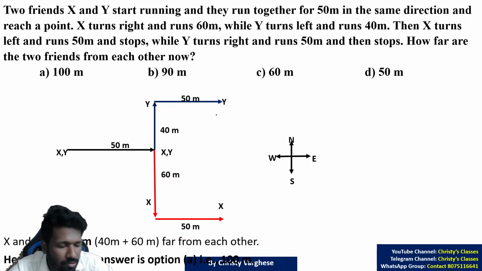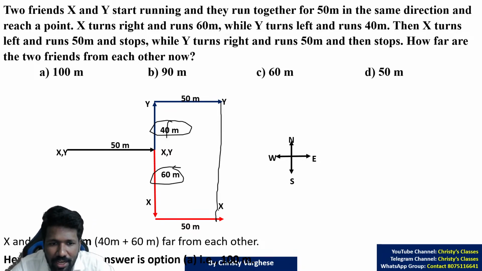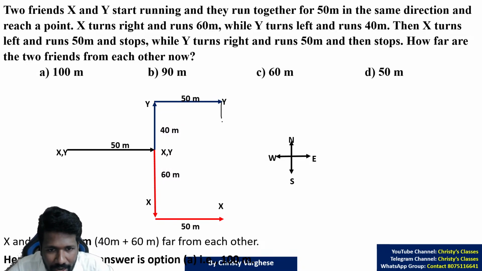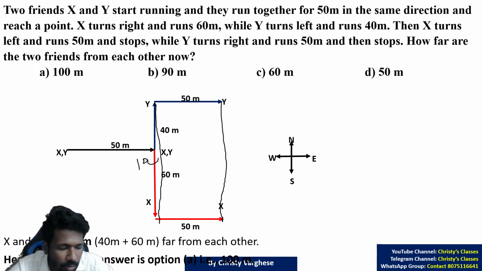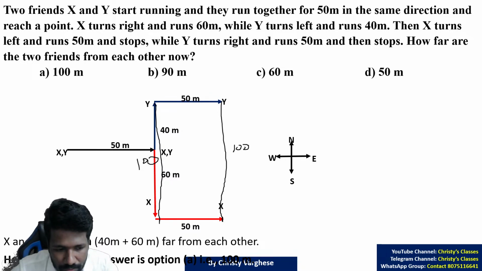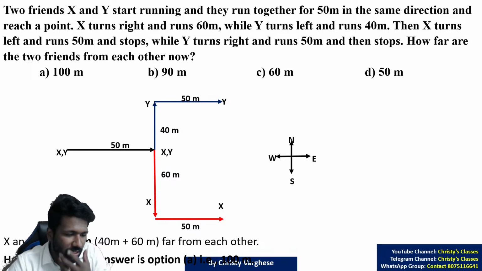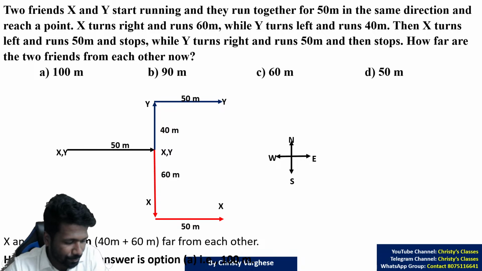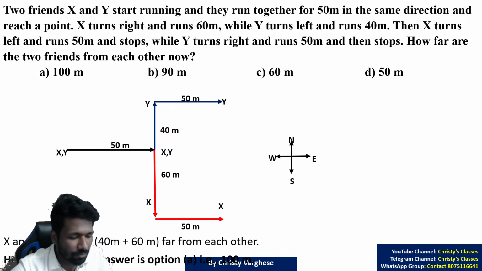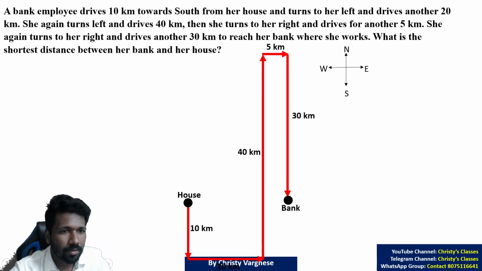How far are the two friends from each other? This is 40, this is 60. So this straight line length also will be 40 plus 60, 100. Is it clear to all of you? Or if you have doubt, you can draw a rectangle. You can complete this rectangle and say that opposite sides are equal for a rectangle. So if this is 100, this is also 100. Very simple, no? Here no direction is involved, only distance is involved. Drawing the picture is enough to answer this also.